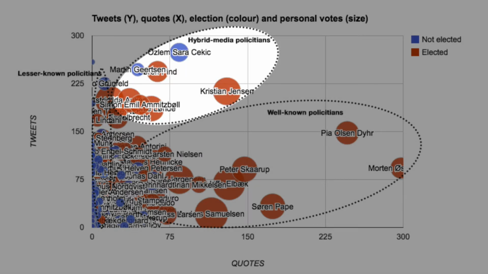Up here we have the hybrid media politicians, the politicians that both are good in legacy media and getting quoted a lot, but also are tweeting a lot. And there aren't that many of them. That's a point in itself, that very few politicians actually master being on both platforms.